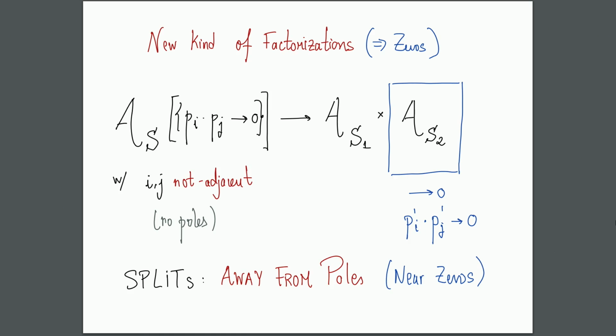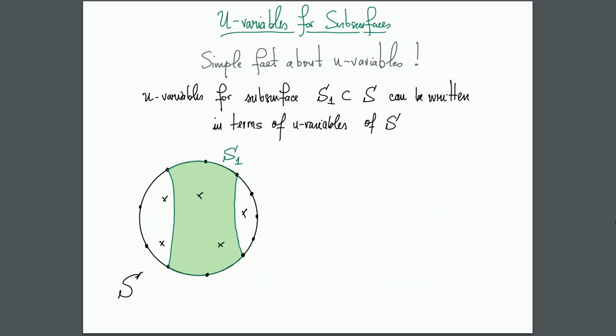So I'm going to call these factorizations splits, precisely because they're away from poles, and I don't want them to get confused with the standard factorizations that we're used to. It turns out that these splits really come as a very simple consequence of basic properties of the u variables. They come about from the fact that if I have a subsurface inside a big surface, let's say S1, then I can write the u variables corresponding to curves on this subsurface in terms of the u variables of curves on the big surface.